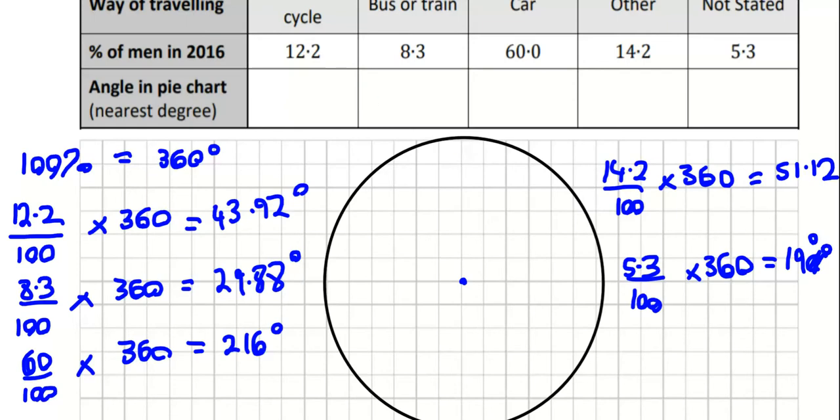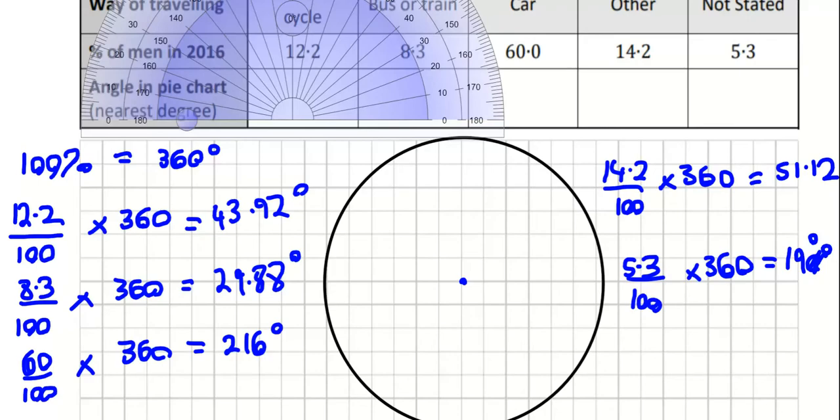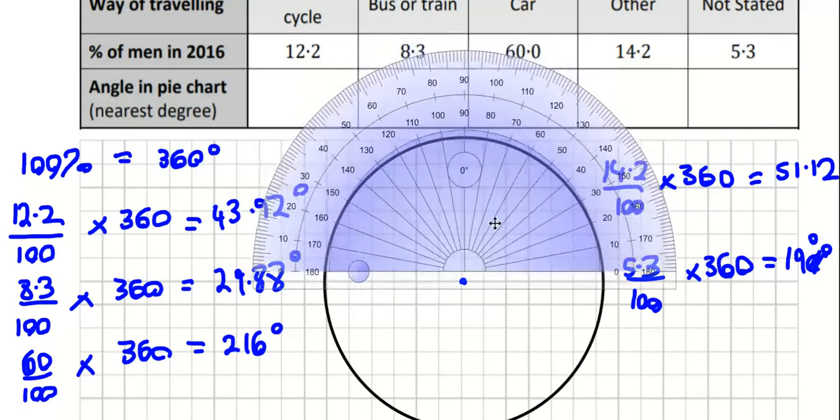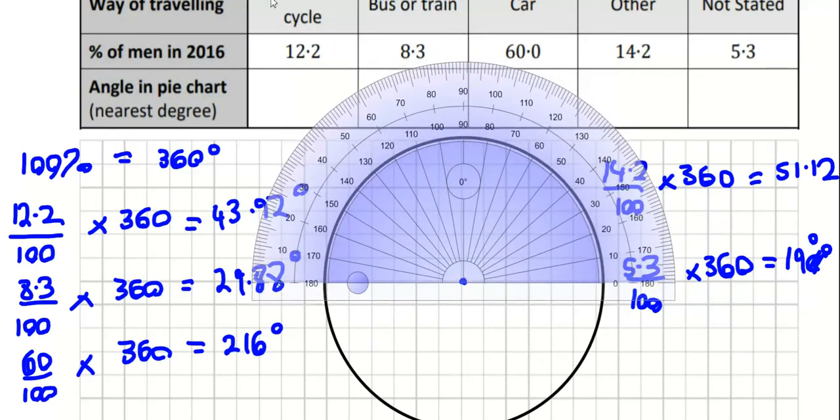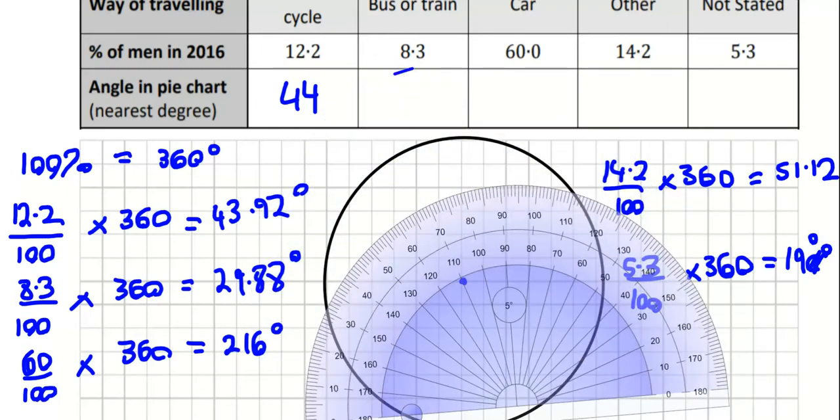Okay, next thing you're going to do is try and get out your protractor. What you want to do is start off towards 90 degrees. Now we're going to have to round some of these off, all right? So the first one's going to be 44, the second one's going to be 30. We're going to round that off to 30. Next one's 216 degrees. We're going to round this one off to 51. And finally the last one, just 19.